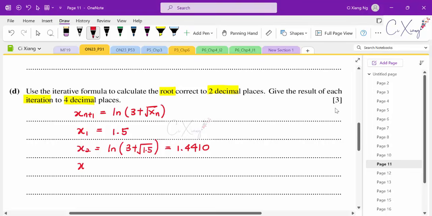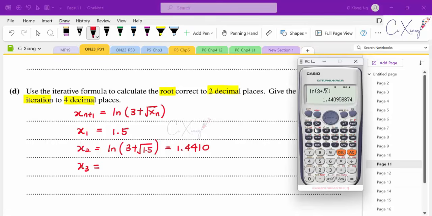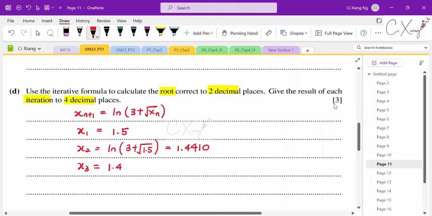Then to get the next one, x3, again go back to your calculator, press calculate, and it asks you to input your value of x. Now my value of x will be 1.4410. So I key in 1.4410, then press the equal sign. And this is the next value that I get for x3, which is 1.4352.